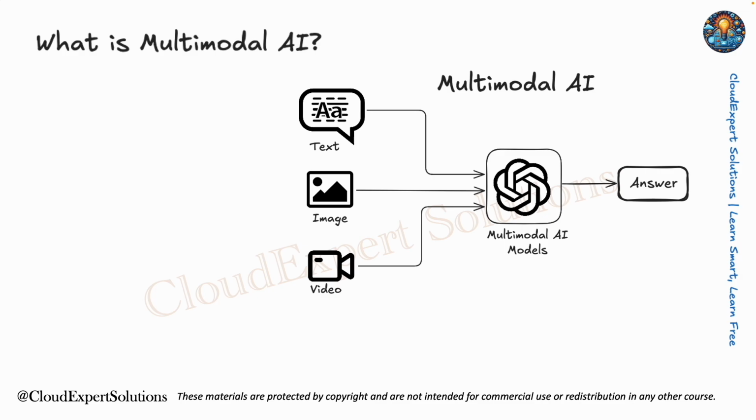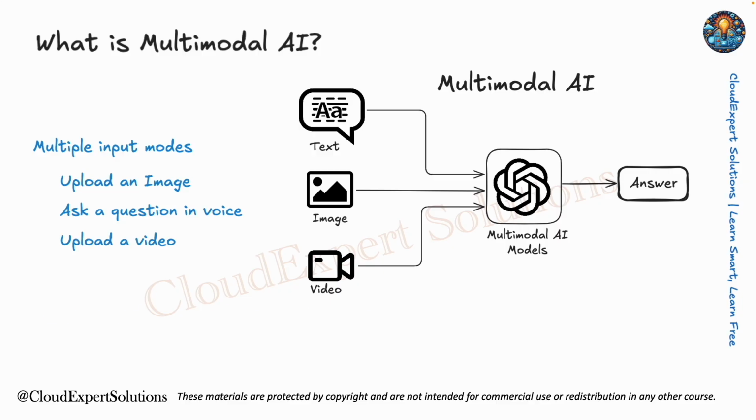So what exactly is multimodal AI? It's a type of AI system designed to work with multiple input modes, not just text but also images, audios and videos. Think of it as an AI that can read, see and listen all at the same time. Instead of just typing a prompt, you could show it a photo, ask a question in your own voice, or even upload a video. And it could reply with both text and images. That's the power of multimodality.